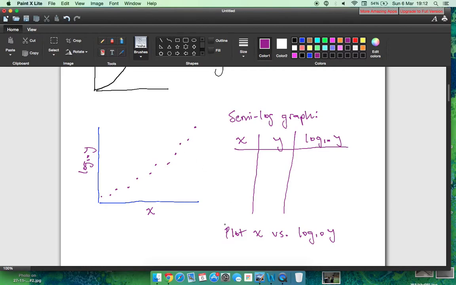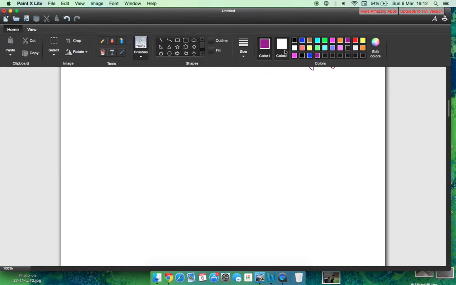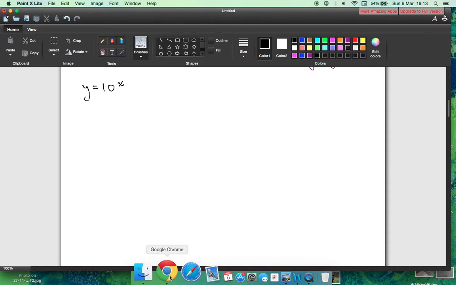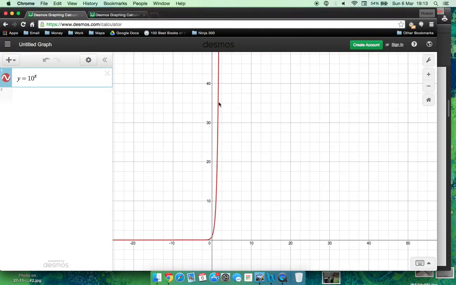So what you would do is plot x versus log 10y. When you did that, if you plotted those points and what now resulted was something that looks like a linear model, that would mean that your data set is exponential. So let's have a look at why that is the case. We're going to consider, as an example, the equation y equals 10 to the power of x. This is an exponential function, which I've graphed here in Desmos, and it looks like this, an exponential model.